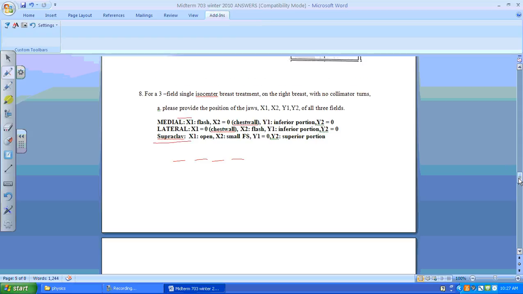Okay. Number 8, for 3 fields, single isocenter breast treatment on the right breast, no collimator turns. I just explained the position. So I wanted you guys, just from an intuitive feeling, to describe what these jaw sizes would be. On a medial field, if it's a right breast, and I'm treating this way, medial field is coming in this way, what's X1? Let's look at beam's eye view. A right breast, beam's eye view is going to look like this, and the breast is going to look something like that. So here's X1.